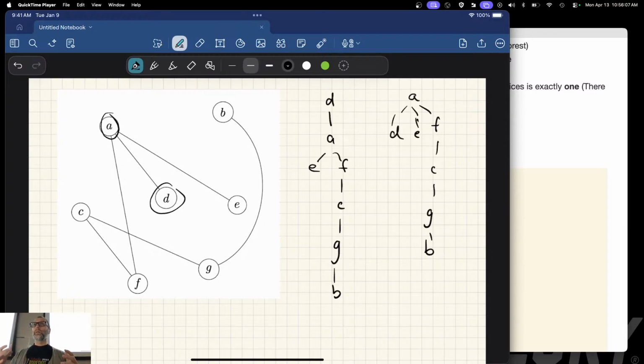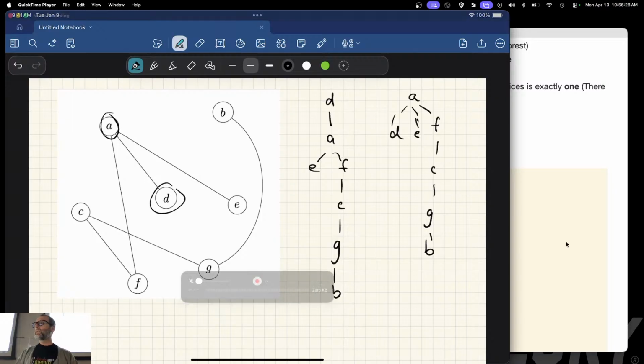Our trees are going to weirdly grow downwards. That's actually not that weird. Think about your family tree. If you were to write out a family tree, who's up here? Your ancestors. Who's down here? The descendants. It grows downward, and that's how our trees are going to grow.